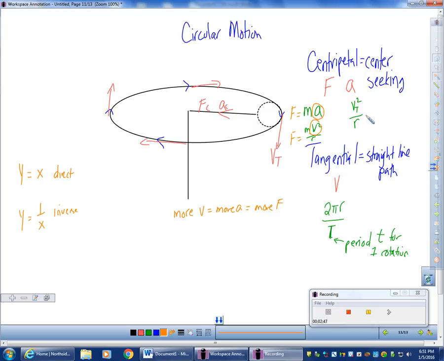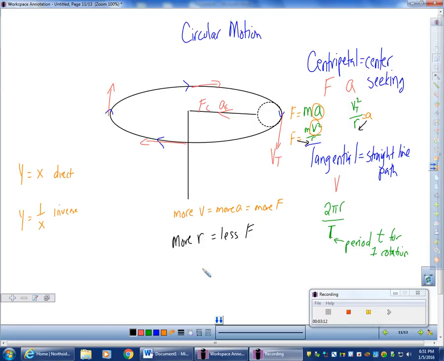And my acceleration is the same part as my velocity. If I look at the lower half here, then I can see that these are opposite of each other. This is an inverse relationship. Here, if I have a bigger radius, then I experience less force.